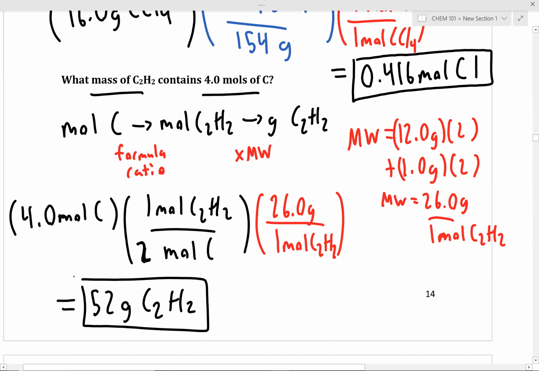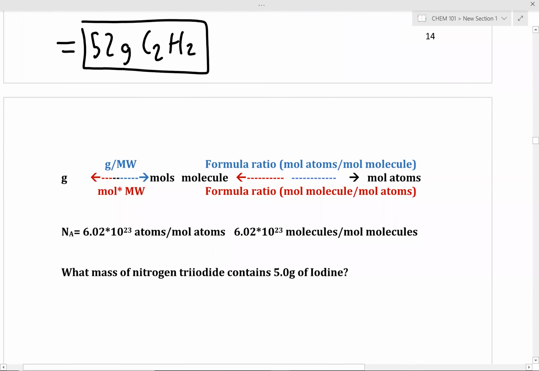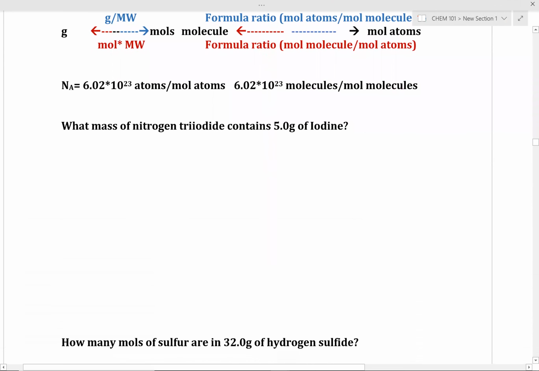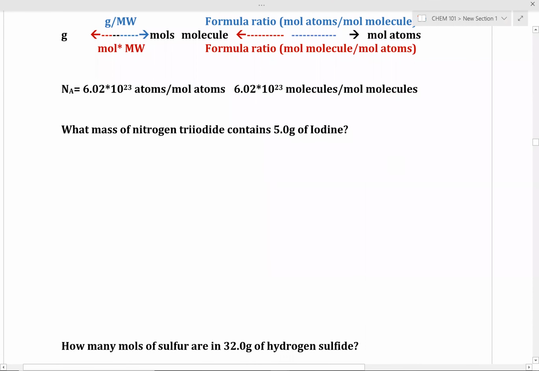Does that make sense to everyone? So what we're now going to do is we're going to have you work on a few of these examples in groups. So what I want you to be able to answer is I want you to tell me what mass of nitrogen triiodide contains 5 grams of iodine and how many moles of sulfur are in 32 grams of hydrogen sulfide. Now, the only thing that's new in these problems is that you are required to figure out the formula from the name. So this is a nomenclature game.